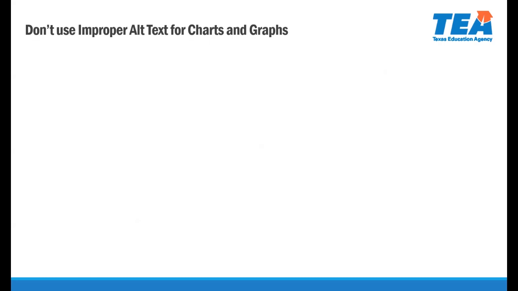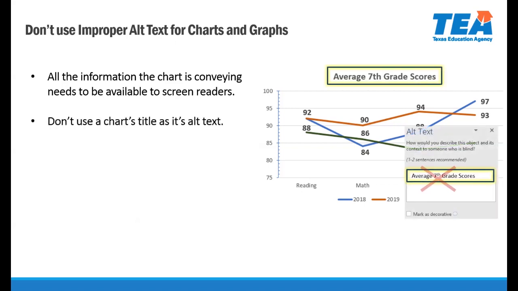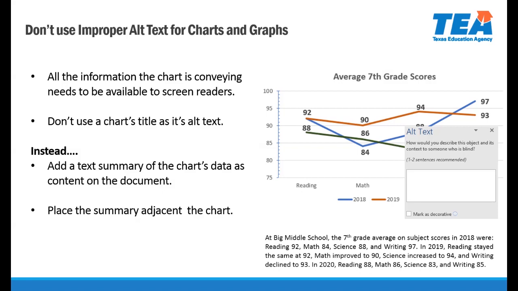Don't use improper alt text for charts and graphs. All the data charts convey need to be available to screen readers. Using the title of the chart as alt text is not acceptable. Instead, add a text summary of the chart's data as content on the document. Place the summary adjacent to the chart and mark the chart decorative. This method will keep the chart for sighted users and also have the chart's information as text and available for screen readers.